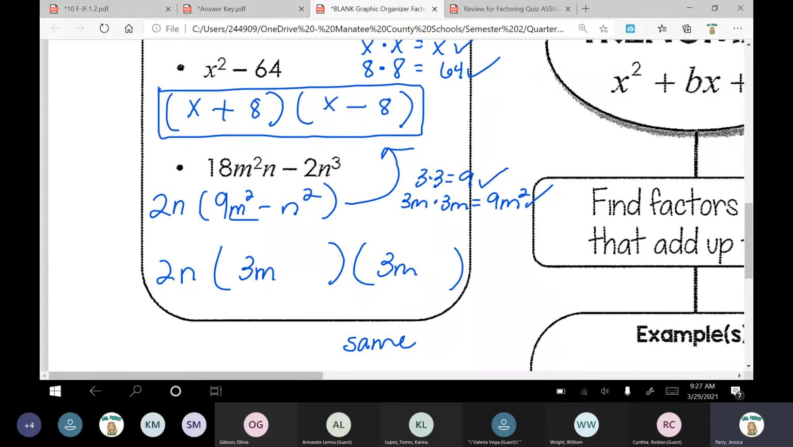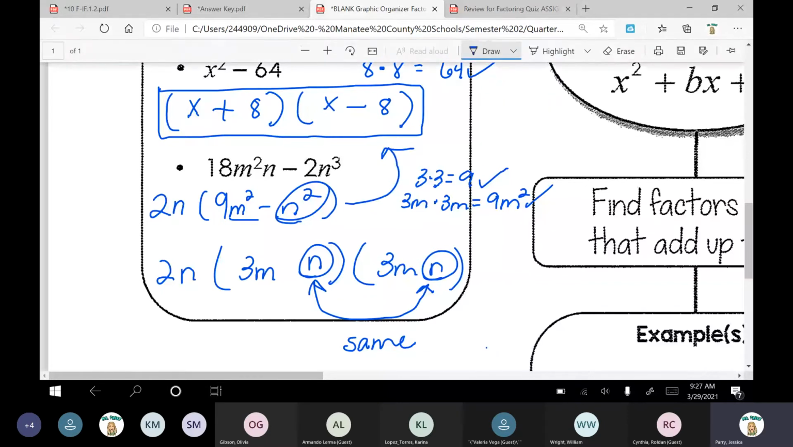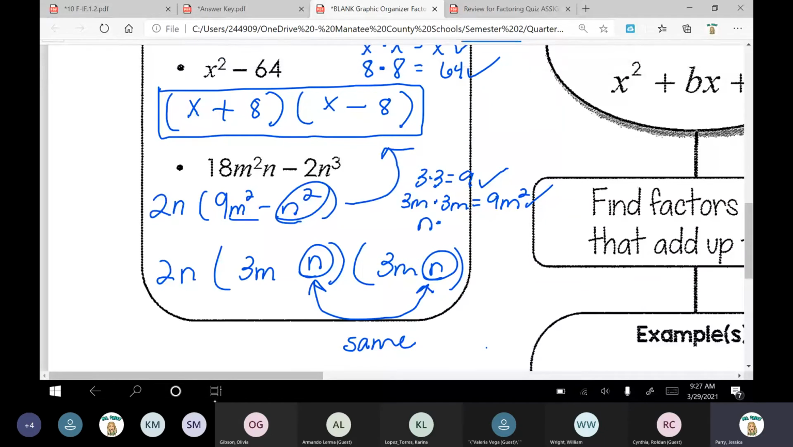Okay. Let's go on to our n squared. What times what, same thing, would be n squared? Don't even worry about the signs. What times what would be n squared? If m times m is m squared, that means n times n is n squared. We can check. n times n is n squared.